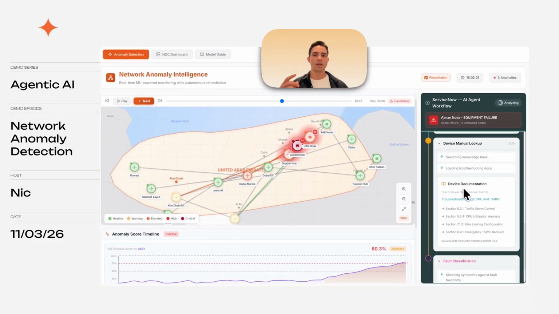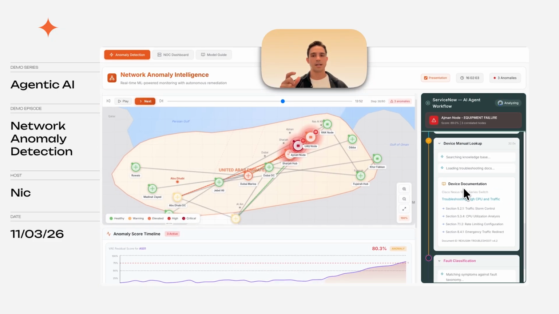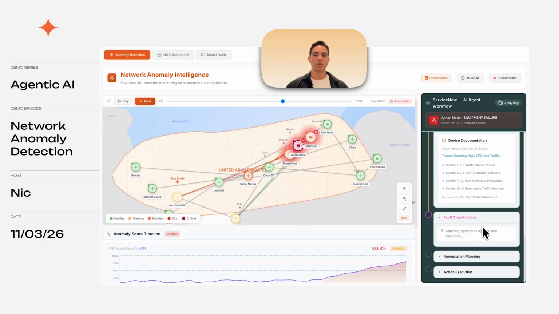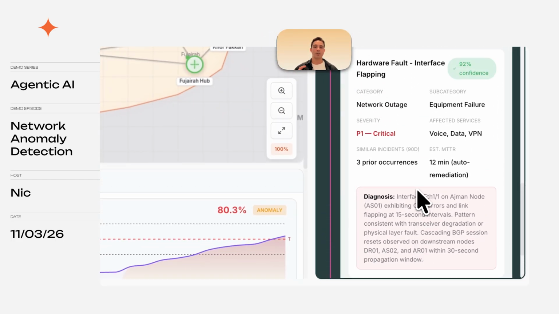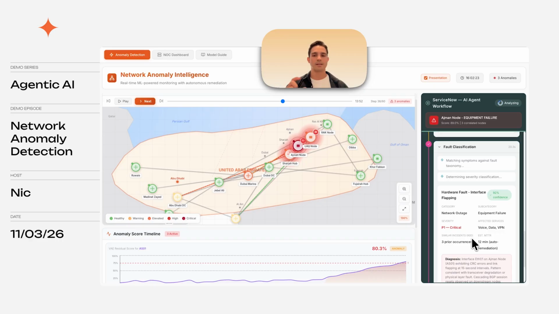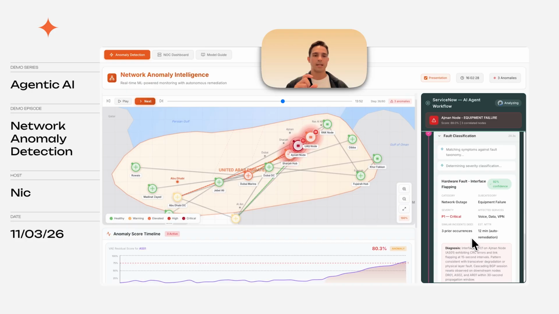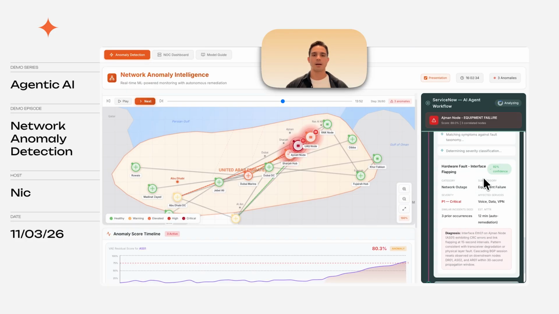Then what the agent will go and do is look up that particular device's manual. So it queries a knowledge base, and it'll go and look at specific sections. It'll look at traffic storm control, CPU utilization analysis, and then it'll try and classify the fault according to a specific fault matrix, right? So then it'll say, okay, we've correlated and matched these symptoms against a particular fault taxonomy, and that will then give us a classification of what the severity of the fault is. And then we can break down exactly where it's coming from, what the occurrences are, and explain not only what's happening, but why it's happening.